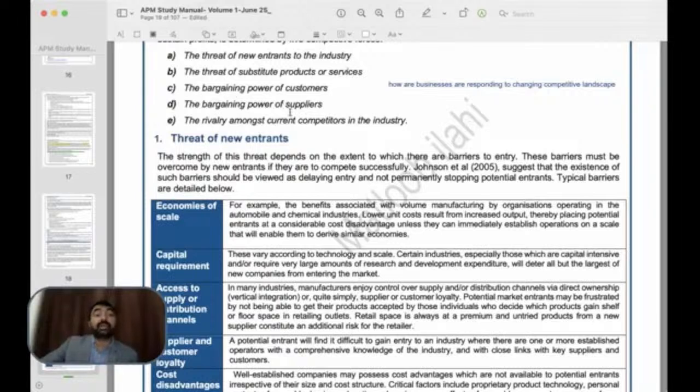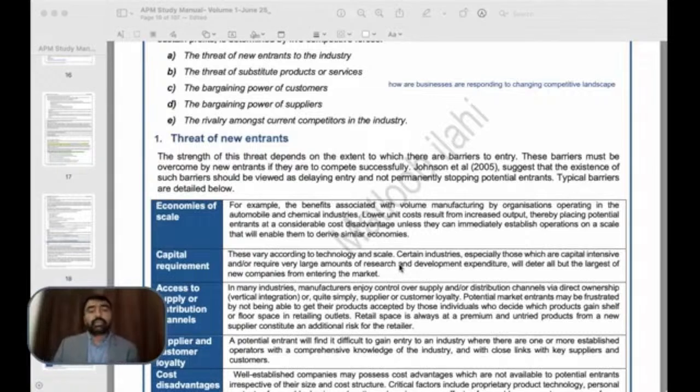Next one is the bargaining power of customers. Who are your customers? Are your customers B2B or B2C? That means whether your customers are business customers or end consumers. The bargaining power of customers is also shifting in a lot of ways in a lot of industries.